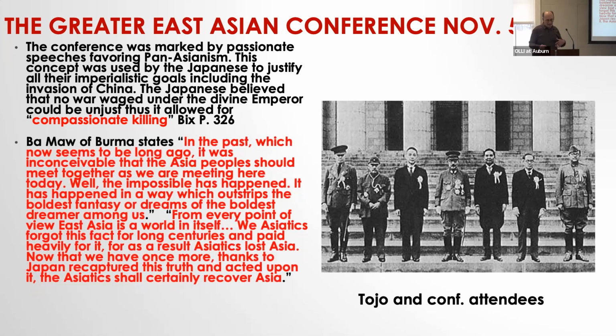Well, Burma, now again, they're getting really impassioned with this thing. They're getting really fired up about this whole idea of Pan-Asianism and Asia for the Asians. And from Burma, there are a lot of speeches in here. I could go on for decades, but I won't. I'll just use this one because I really think it's one of the best. He says, in the past, which now seems to be long ago, it was inconceivable that the Asian people should meet together as we are meeting here today. Well, the impossible has happened. It has happened in a way which outstrips the boldest fantasy or dreams of the boldest dreamer among us. From every point of view, East Asia is a world in itself. We Asiatics forgot this fact for long centuries and paid heavily for it. For as a result, Asiatics lost Asia. Now that we have once more, thanks to Japan, recaptured this truth and acted upon it, the Asiatics shall certainly recover Asia.